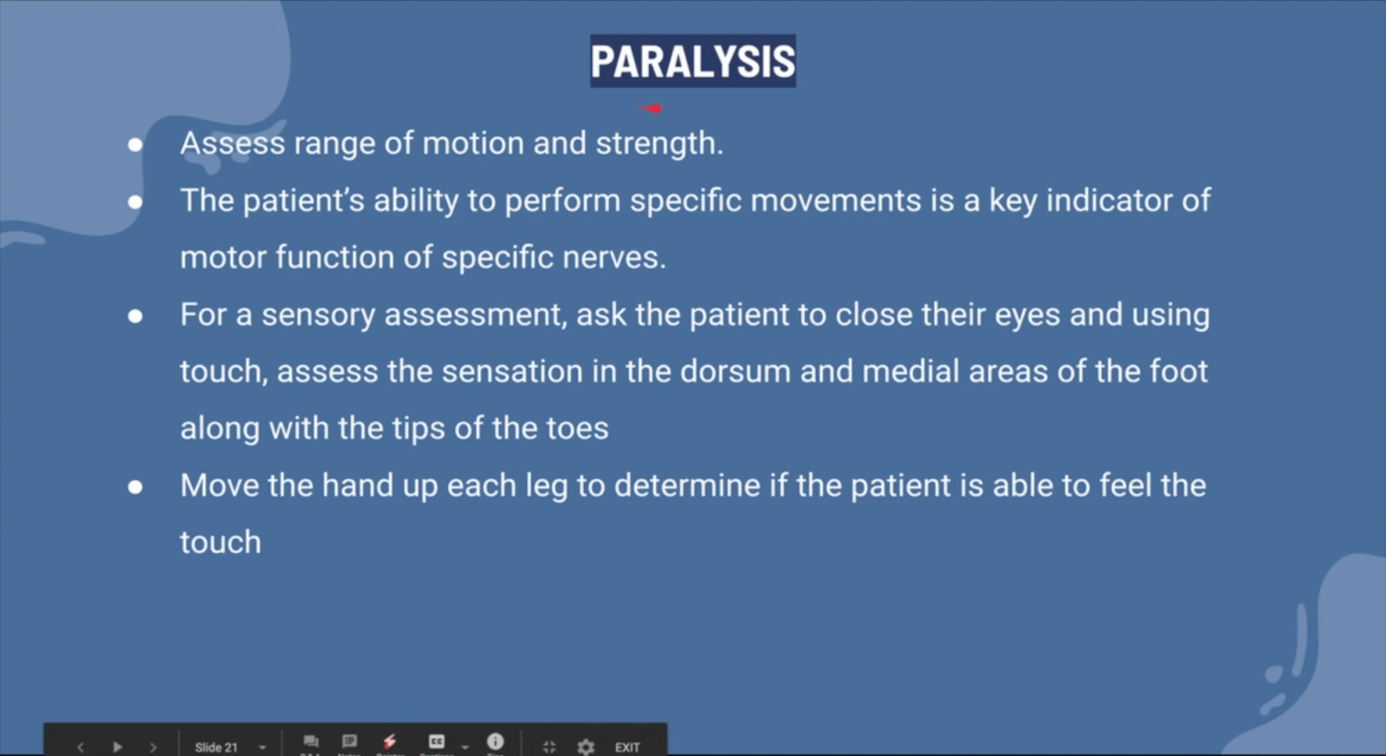Next is paralysis. For paralysis, assess range of motion and strength. The patient's ability to perform specific movements is a key indicator of motor function of specific nerves. For a sensory assessment, ask the patient to close their eyes and, using touch, assess the sensation in the dorsum and medial areas of the foot along with the tips of the toes. Move the hand up each leg to determine if the patient is able to feel the touch.